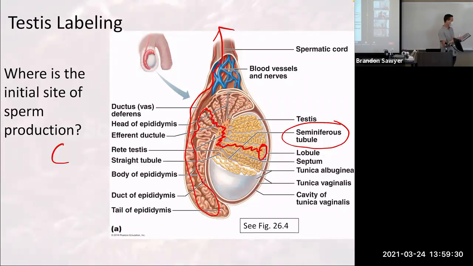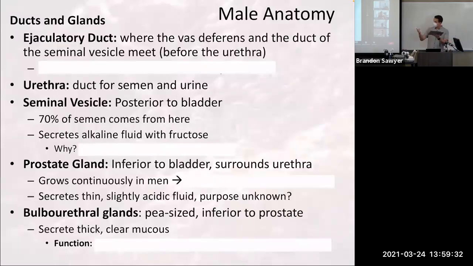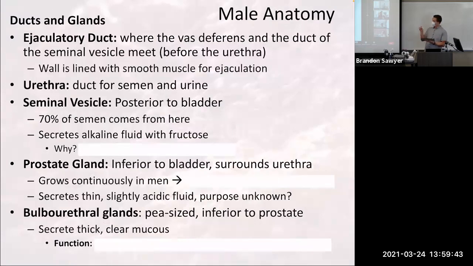All right. Okay, so let's look at the next level of anatomy here as we're still making our way up into the abdominal cavity. We've got a couple of different ducts here. So the ejaculatory duct, this is where the vas deferens and the seminal vesicle meet. Okay, so this is before we get to the urethra. This is again a wall that's lined with smooth muscle, again plays a role in ejaculation. Okay, the urethra is a duct that is both for semen and urine together.